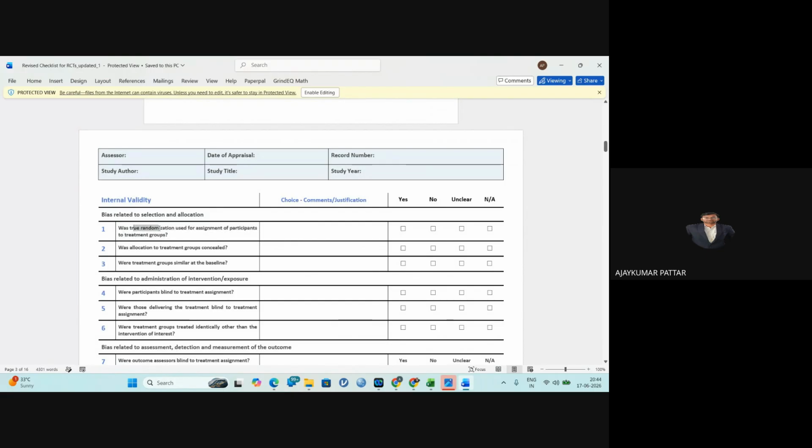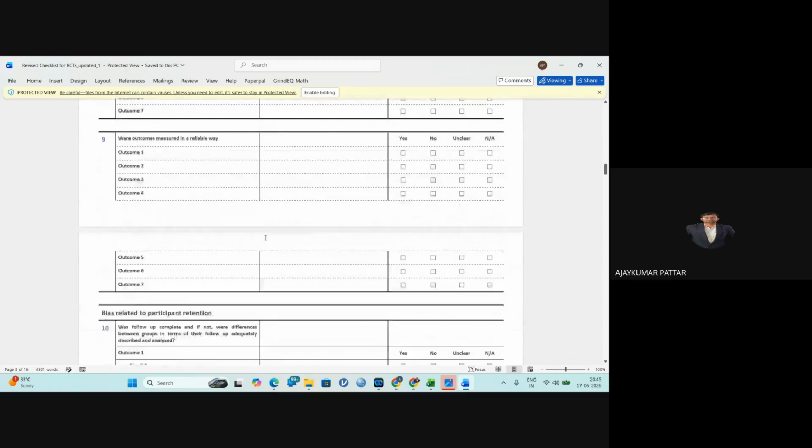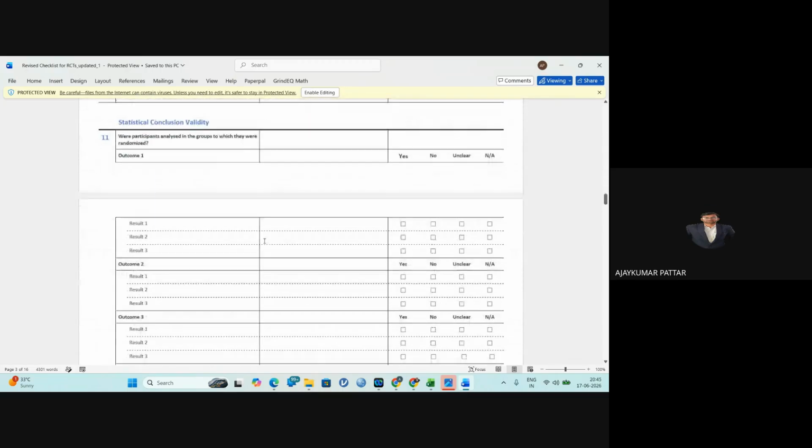Was true randomization used for assignment of participants to treatment groups? By seeing the methodology section, how the randomization is conducted, whether they have mentioned a proper randomization process, the computer generated or block randomization, or that kind of thing, if you feel that randomization is truly done, then you click on yes, or otherwise no. Like this, each and every question, around 13 or 14 questions are there in JBI.